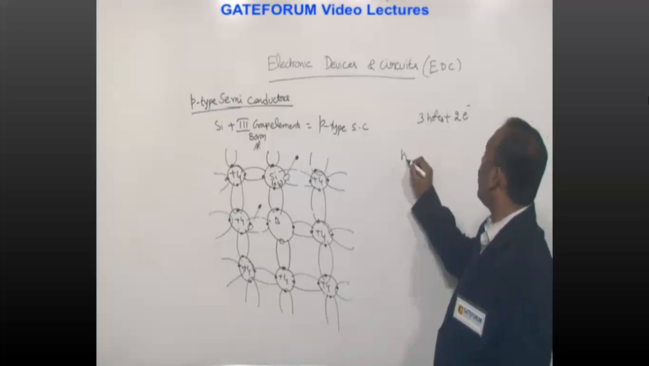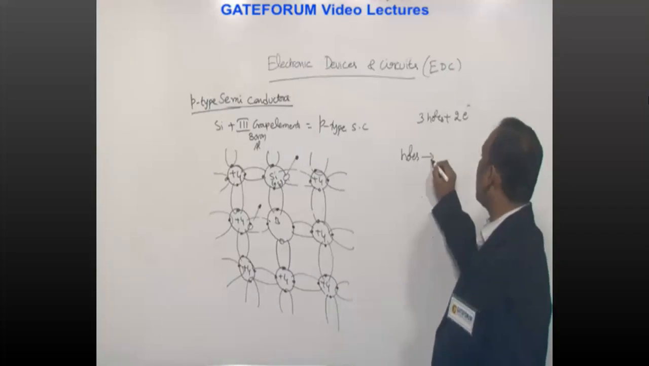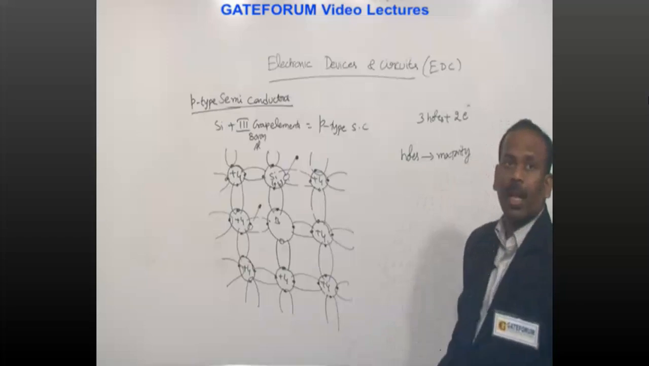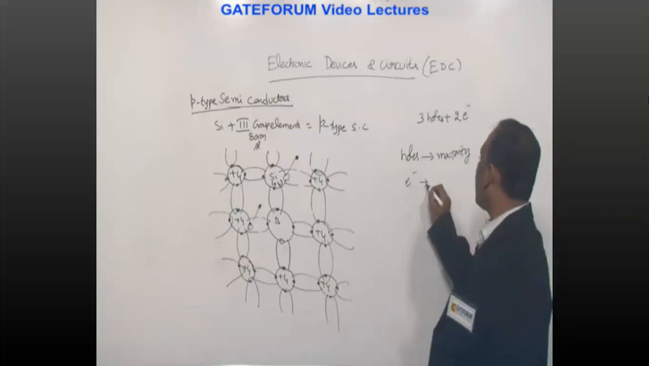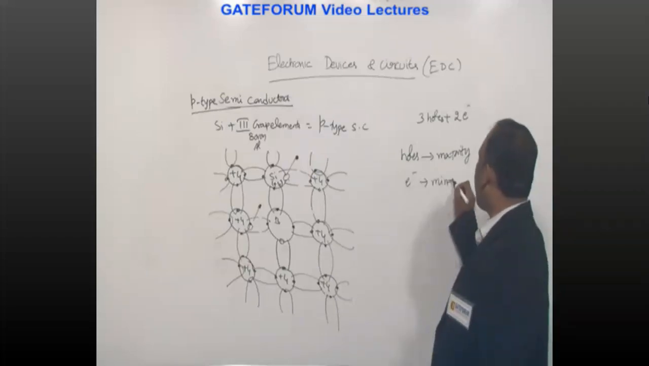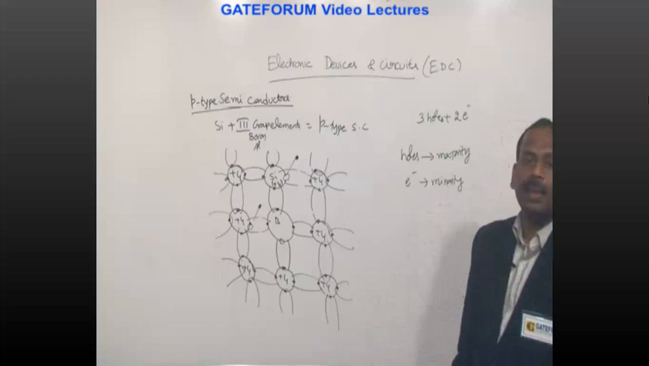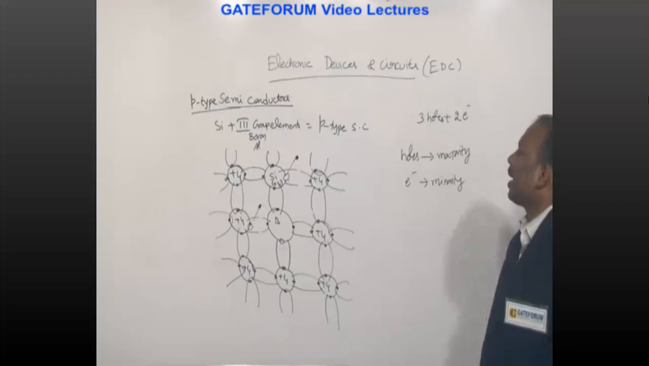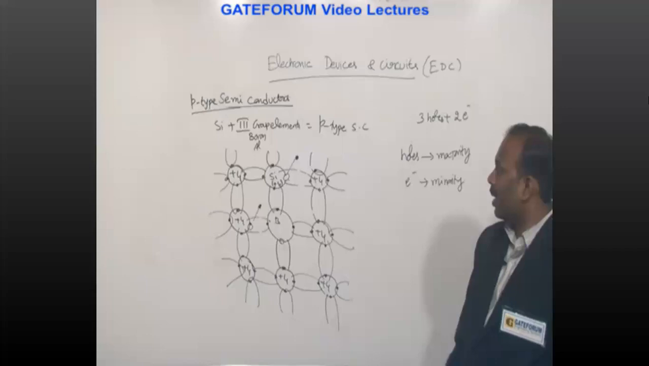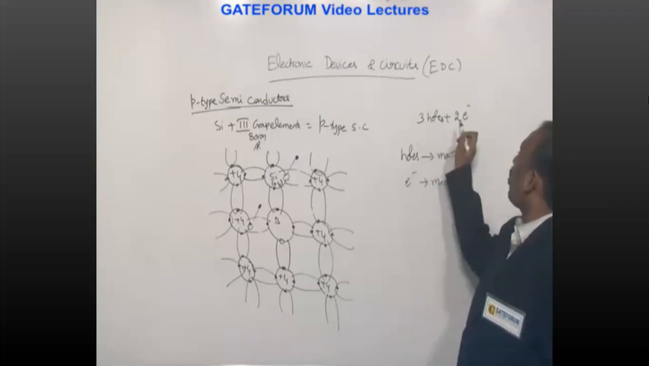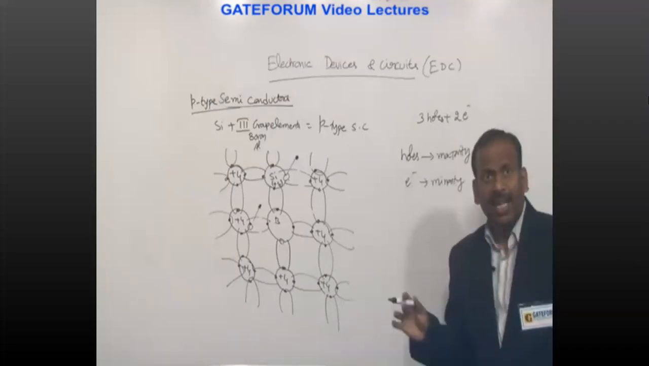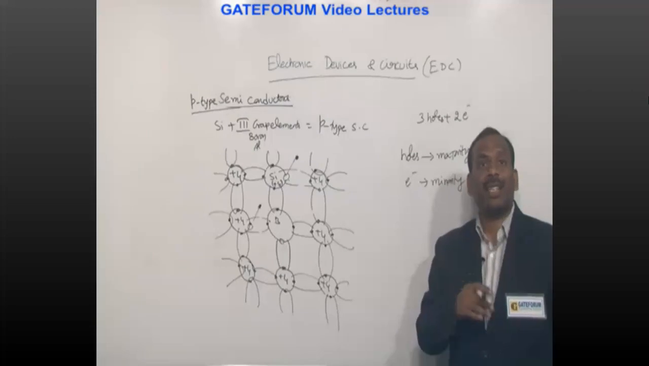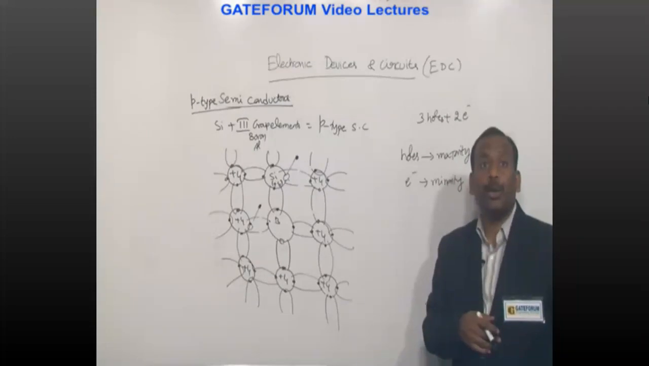Therefore, holes are majority charge carriers, electrons are minority charge carriers. Holes are majority charge carriers, electrons are minority charge carriers. Now, more positive charge than negative charge, is it electrically positive or electrically neutral? It is also electrically neutral.